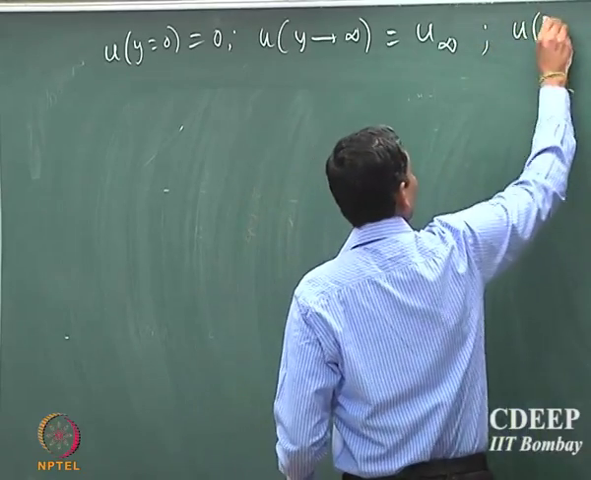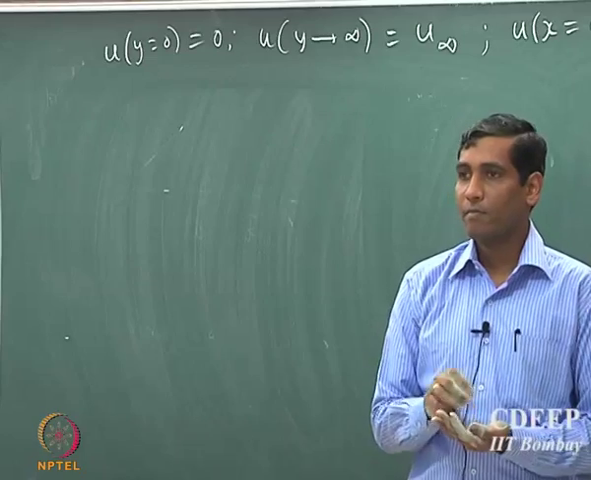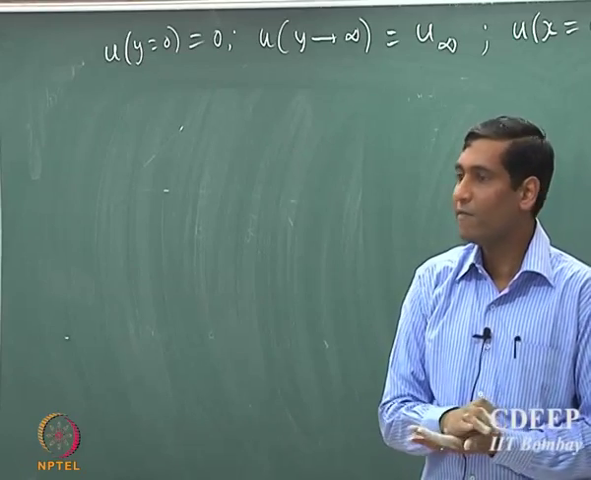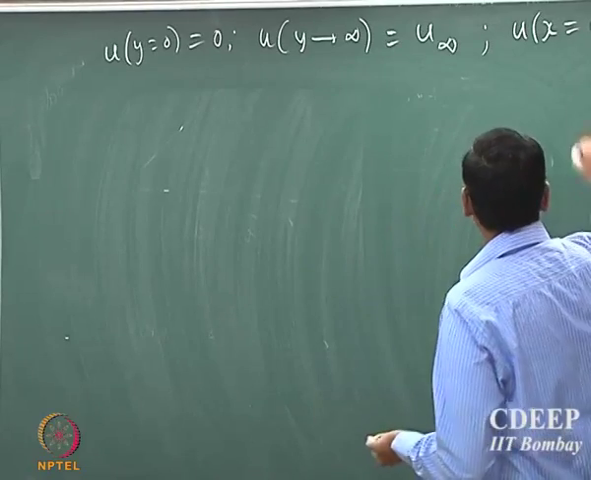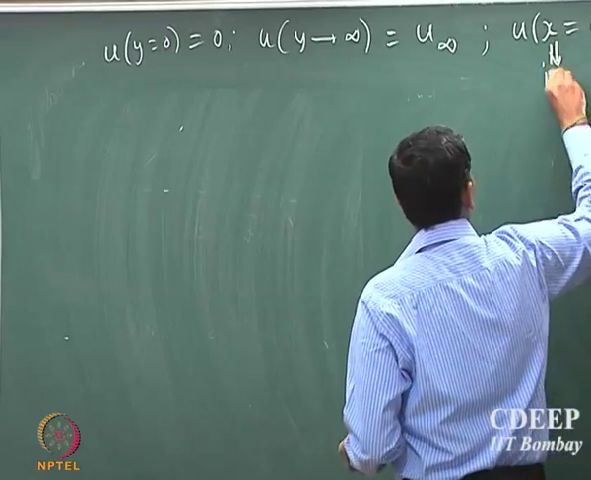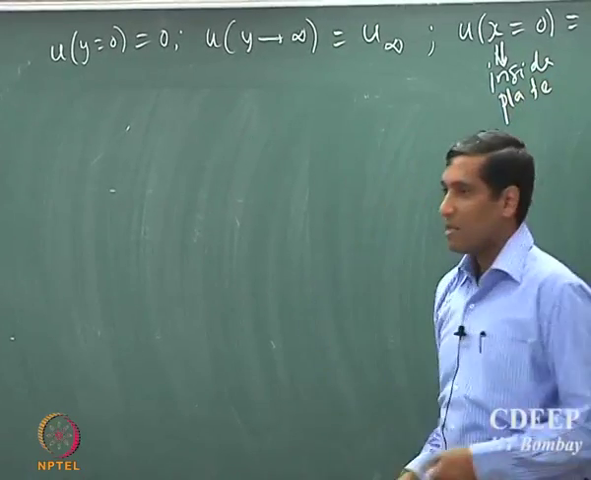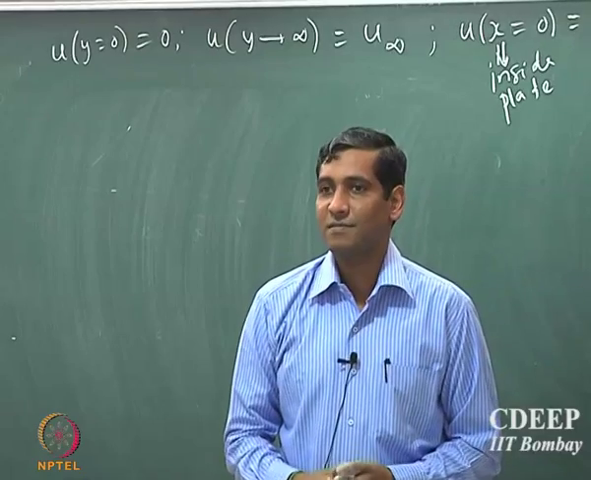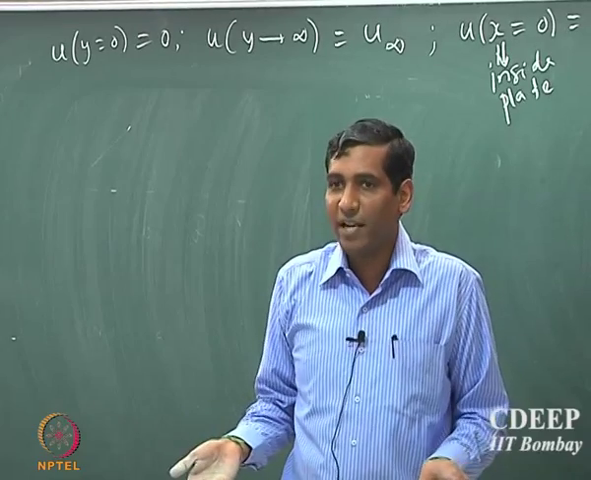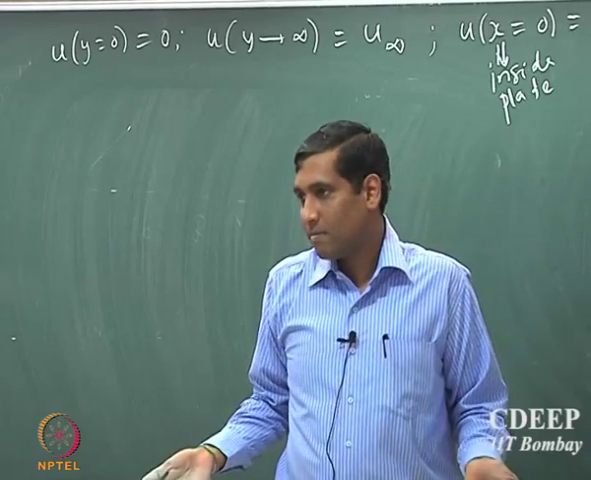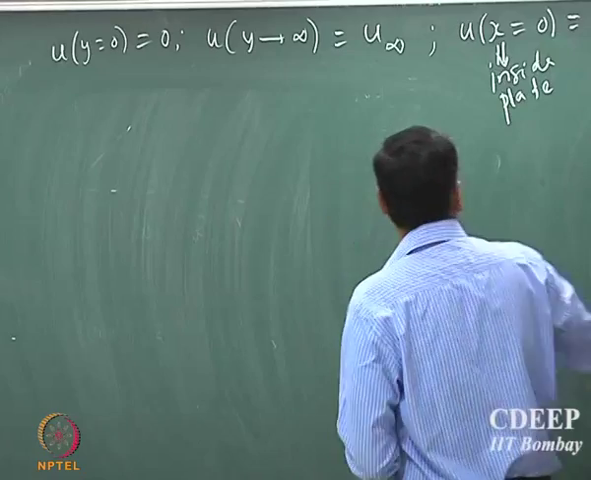And then the other one is u at x equal to 0. What is it? u infinity or 0? So u at x equal to 0 inside the plate. This is very important. Outside the plate it is obviously u infinity, but inside the plate what is it? By continuity, but that is not continuous, at the edge of the plate.